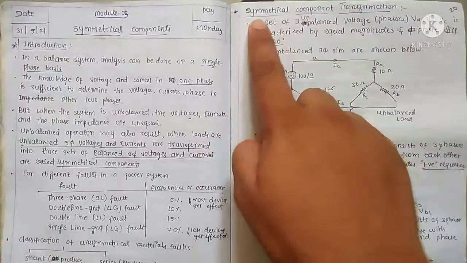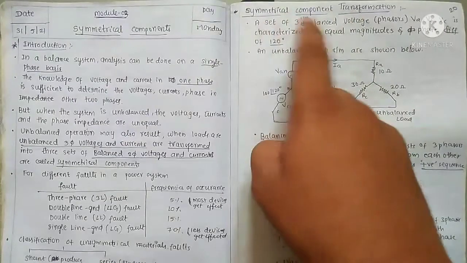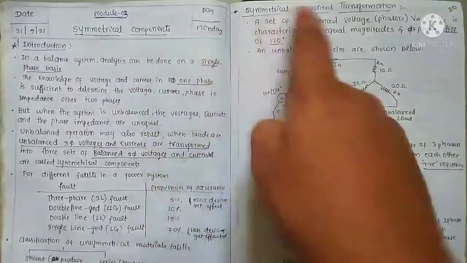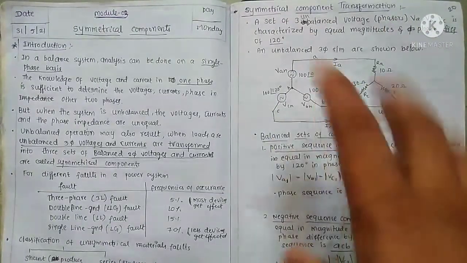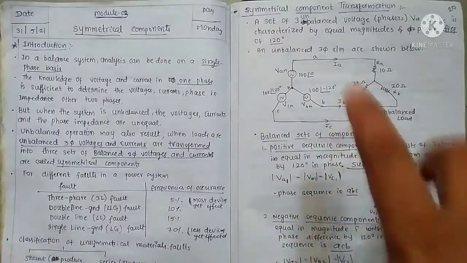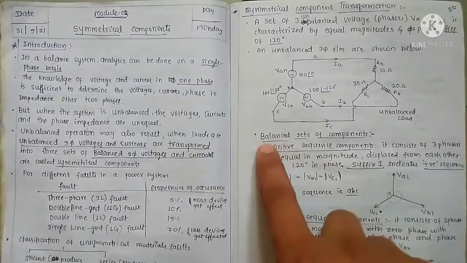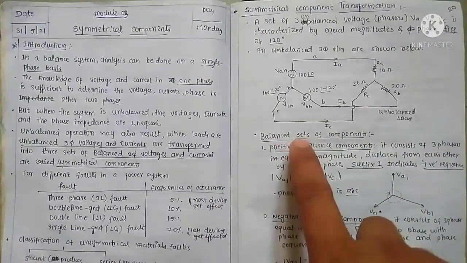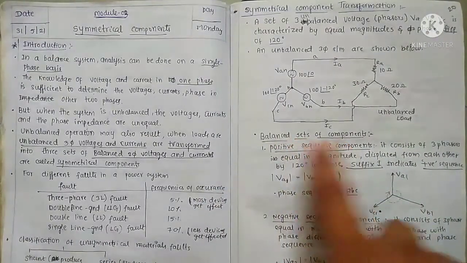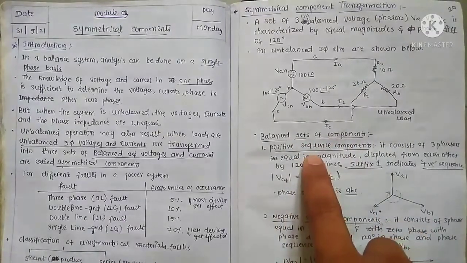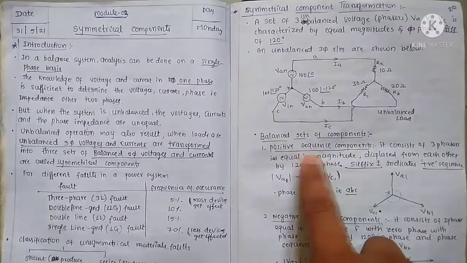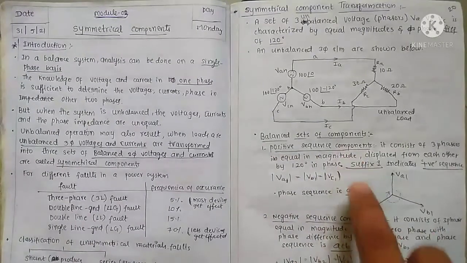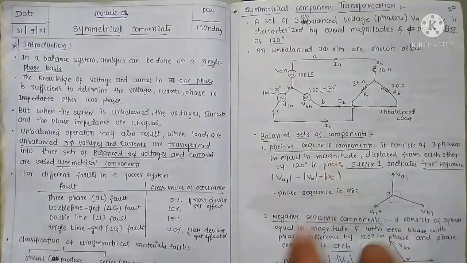Let us start. Symmetrical component transformation, that is our module name. In symmetrical components I will just give an overview. There is some matter here, you can read this. I will highlight the important points. Since I said that symmetrical components means three balanced sets of voltage phasors, from this module these are the important points we need to remember: positive sequence components, negative sequence components, zero sequence components.